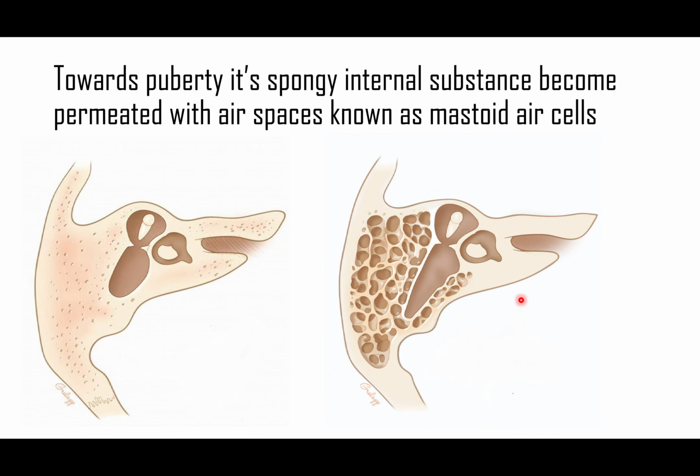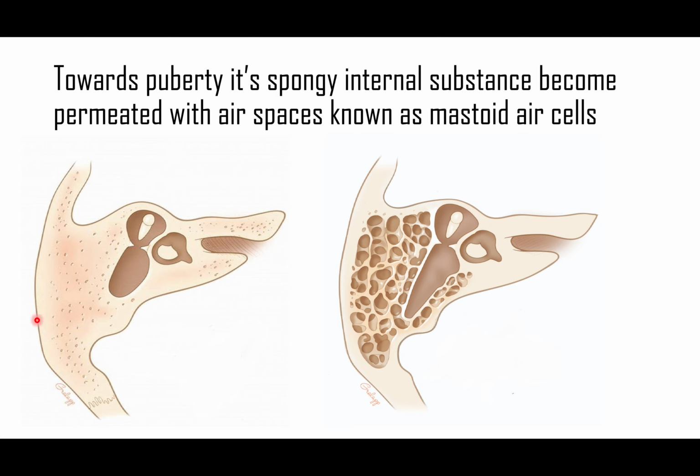Going towards the third option, that towards puberty, its spongy internal substance becomes permeated with air spaces known as mastoid air sacs. This is the texture of bone at almost 2 years of age, and this is the texture of bone of the mastoid process in an adult.